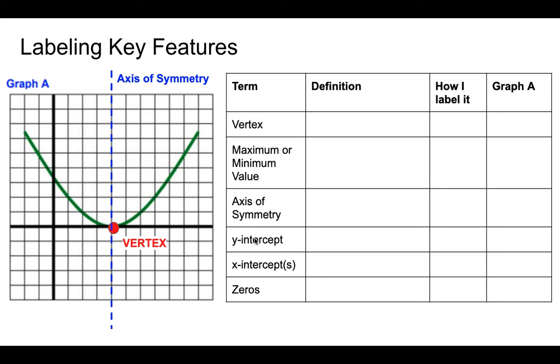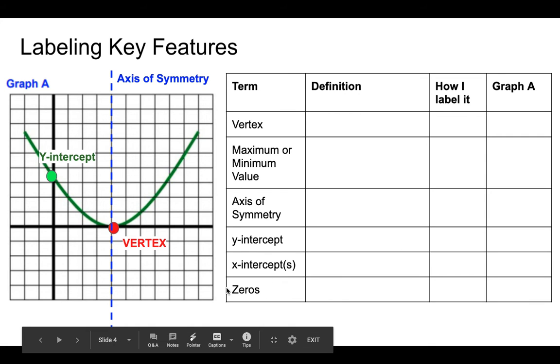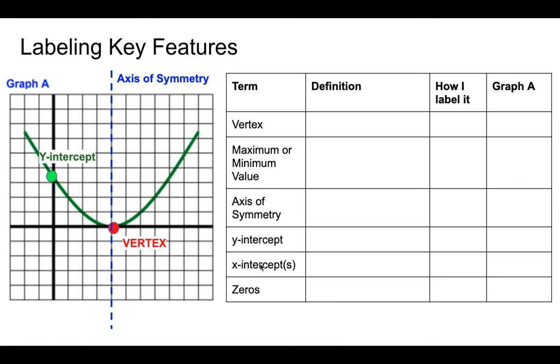Your y-intercept, you've seen that before. It's where it goes through the y-axis. And your x-intercept, or intercepts, is where the parabola either touches or goes right through the x-axis. And then zeros just means the same thing as your x-intercept. That's just another name for x-intercept, when y is 0, and then you pick out the x's. So these are those new terms labeled on the graph.